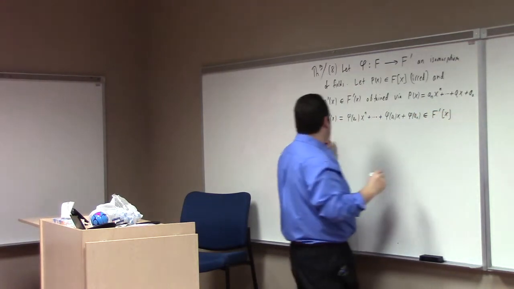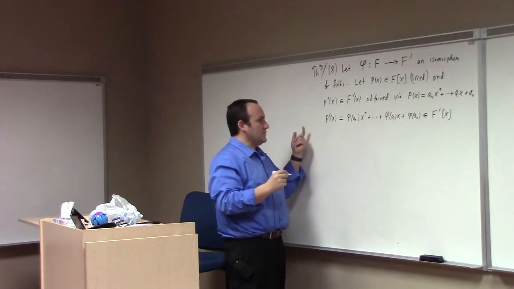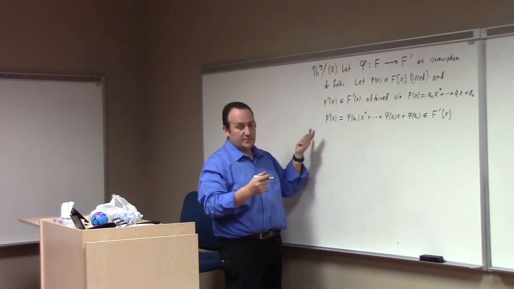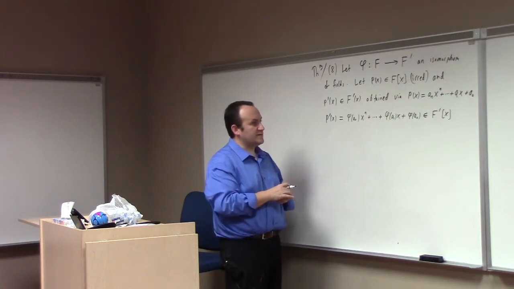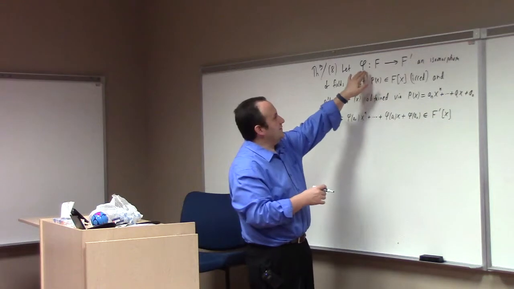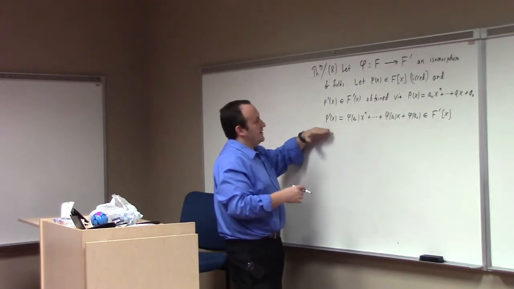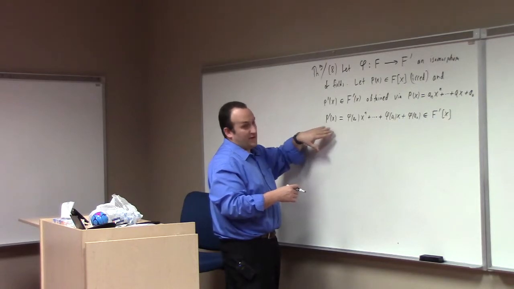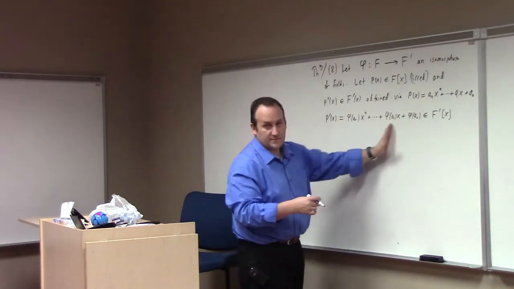So this is an element of f prime of x. In fact, this describes a homomorphism from f[x] to f prime of x, the induced homomorphism. So I'm starting with a homomorphism, rather an isomorphism of the fields, and I'm saying that also gives us a corresponding homomorphism of the polynomials by this rule, all right?